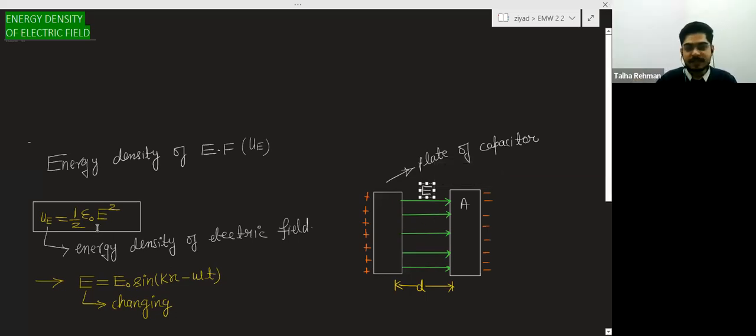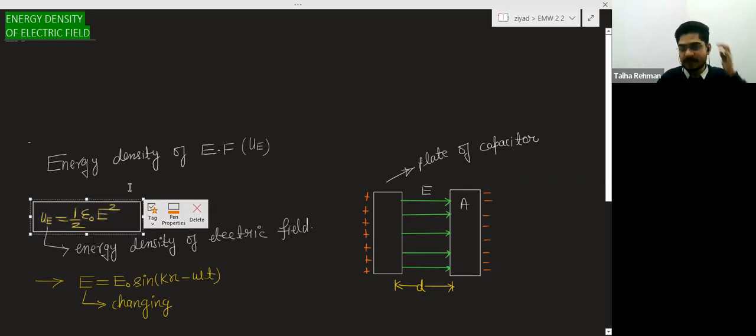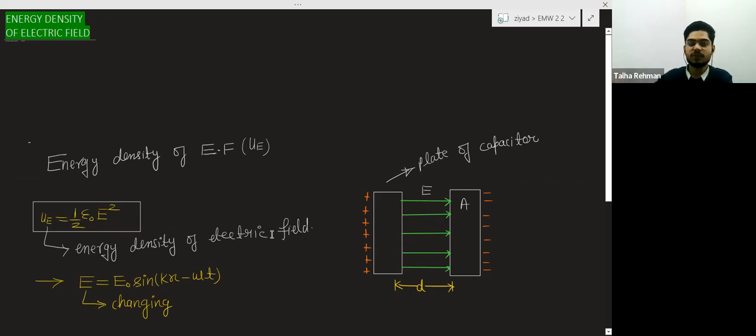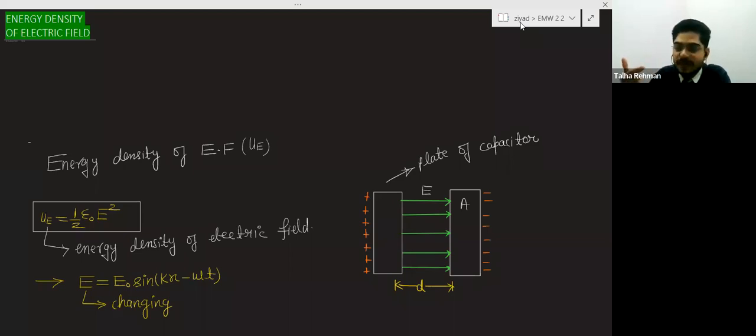Now the energy density in the case of the capacitor is given by half epsilon naught into E square. This formula we have studied in the electrostatics chapter, electrostatic potential and capacitance: half epsilon naught E square. This is the energy density of the electric field. And where is the electric field contained? Electric field is contained in between the plates of the capacitor.